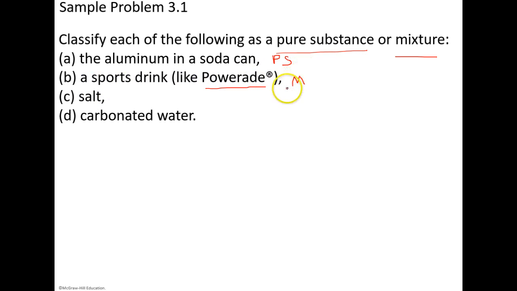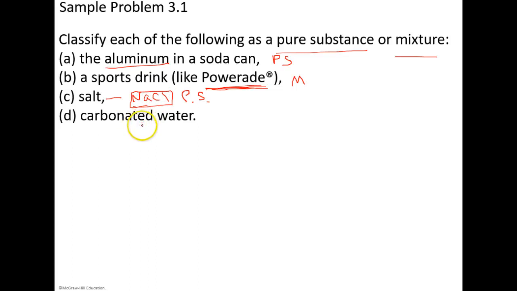It's mixed. There's salt in there, there's sugar, there's water, there's flavorings. If you look on the back of the bottle, you will see all the things in Powerade. It's not just a few ingredients. It's actually quite a bit. Salt. Salt is sodium chloride. Well, that's a pure substance because it's just salt. It doesn't have to be just an element. It could be a compound, but if it's just one thing, it's a pure substance.